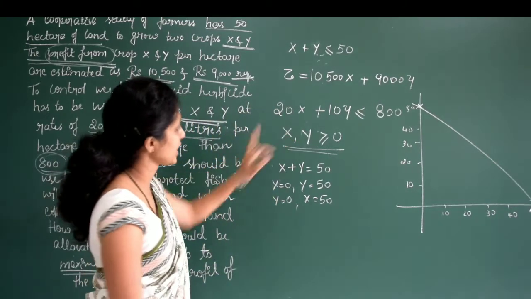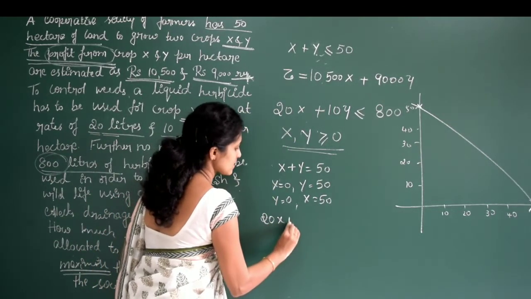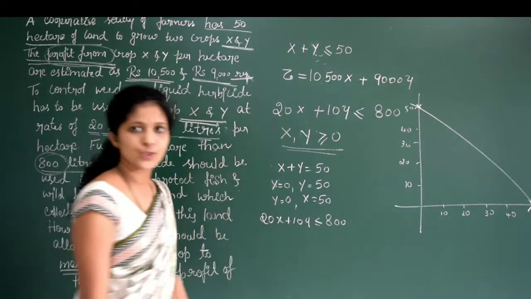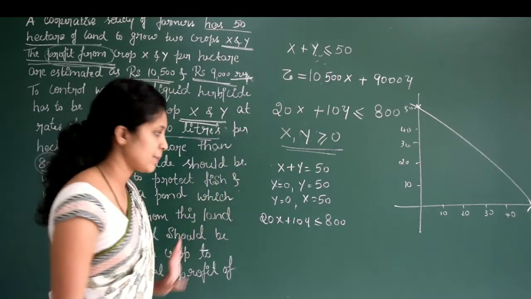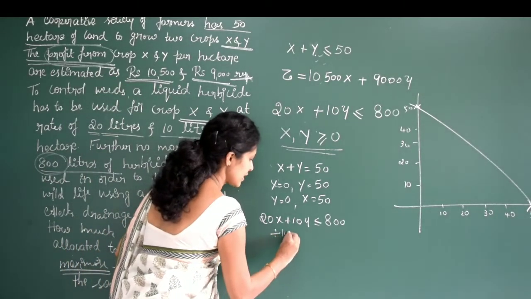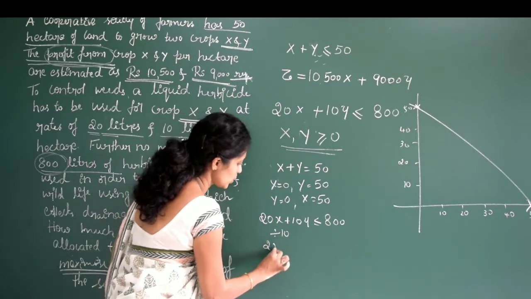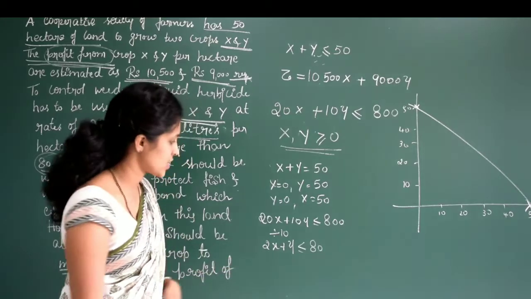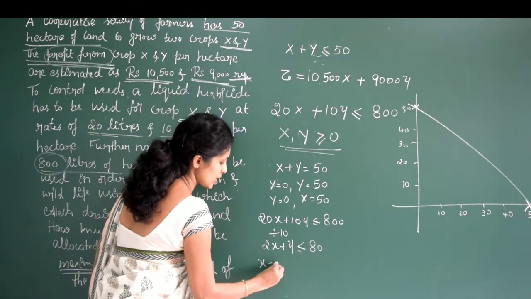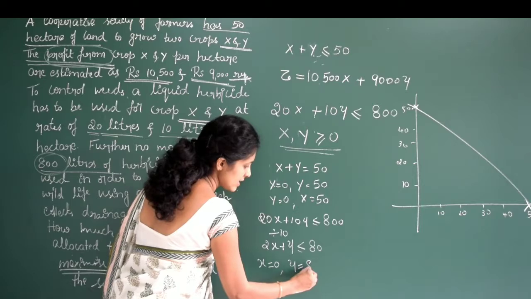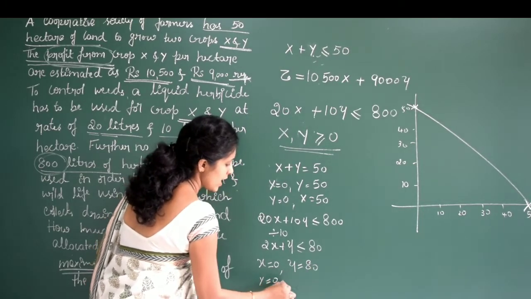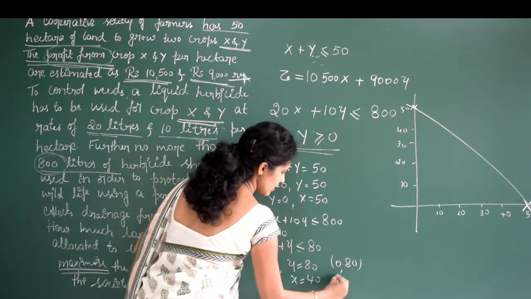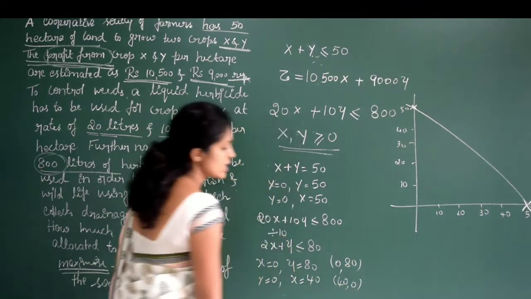Next equation is 20X plus 10Y is less than or equal to 800. So we can divide by a positive number for the inequality, right? So we'll divide by a positive number, that is 10. If I divide by 10, this will be now 2X plus Y is less than or equal to 80. So this is a simple equation. Now if you substitute the value of X is 0, Y will be 80, right? If I substitute Y is equal to 0, X will be 40. So the points are X is 0 and Y is 80. Another one is 40, 0.